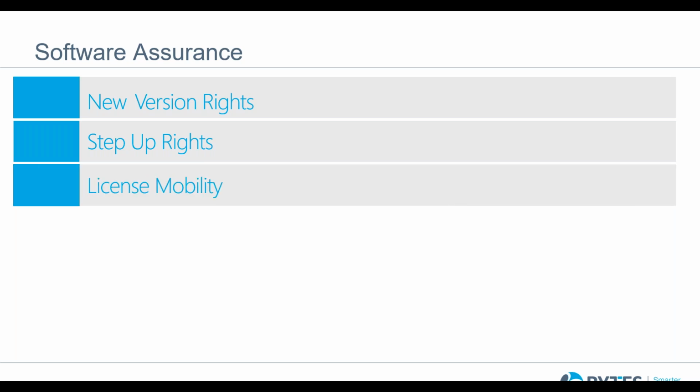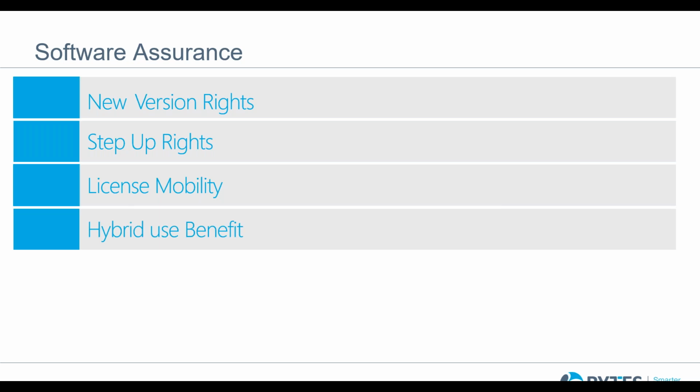License mobility, we're going to go into a bit more detail on that, so I won't go into any more detail right now. Hybrid Use Benefit is where, if you have Software Assurance on-premises and you want to move to Microsoft Azure, you have the ability to use the licenses you have already paid for and have a reduced cost in the Azure platform, whether that is platform as a service or infrastructure as a service. There are more details on that in one of the sessions later on, I think it starts about 3 o'clock, which will talk much more about Hybrid Benefit and reserved instances in Azure.